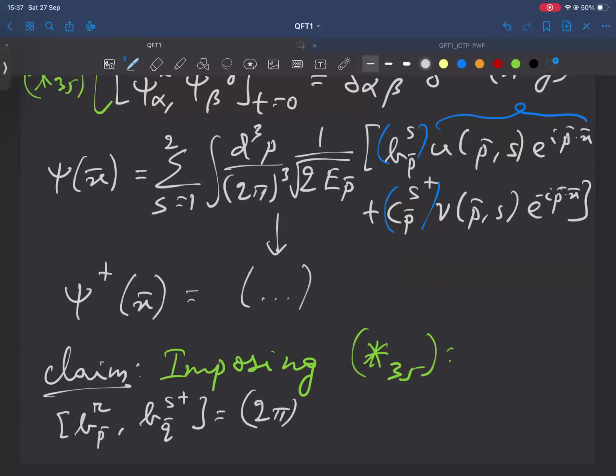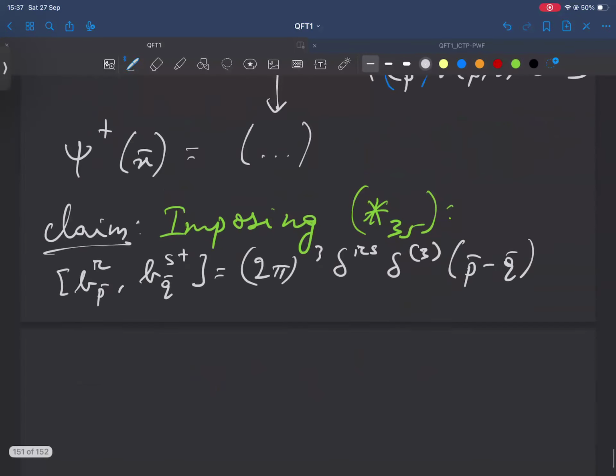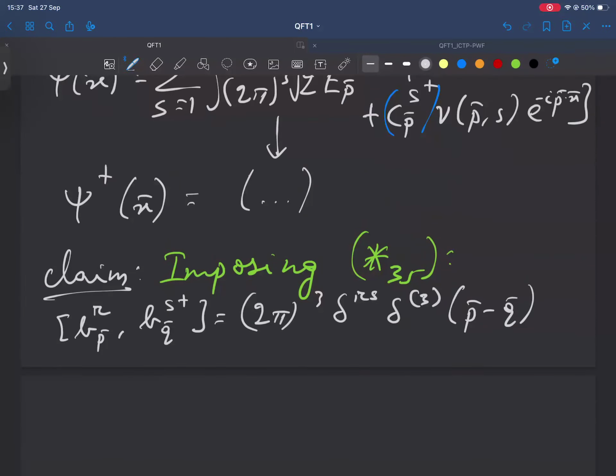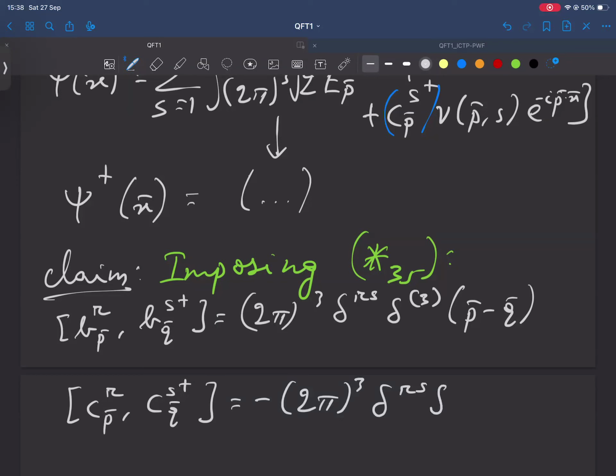So this is expected from the complex scalar example, but what will not be expected is what we get for the C daggers. Okay, del 3 P minus Q. So this will be for the B operators, and for the C operators, we will get an equation like C P of R C Q of S dagger equals minus 2 pi Q delta RS delta 3 P minus Q.